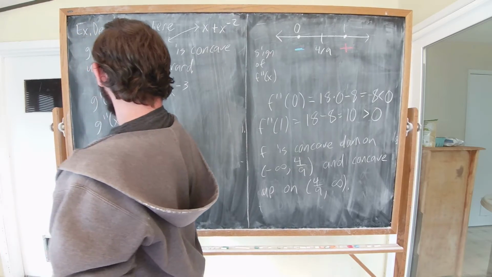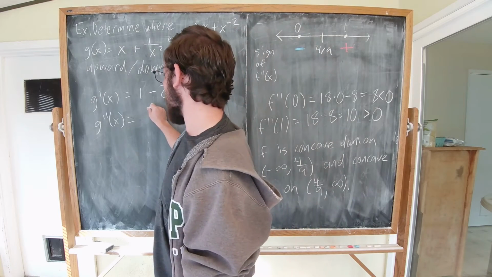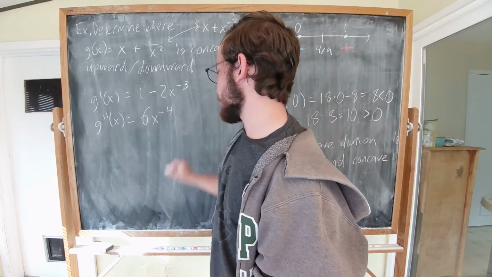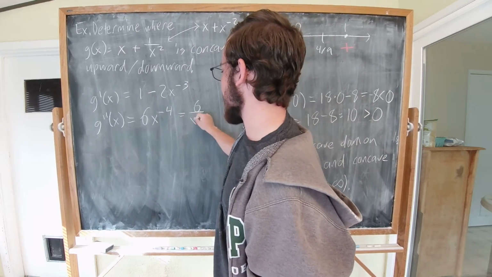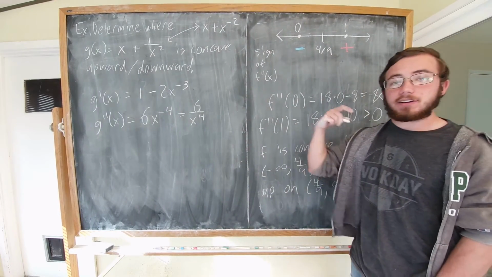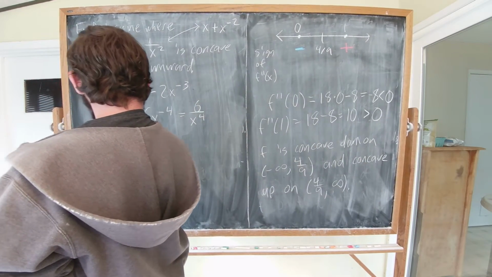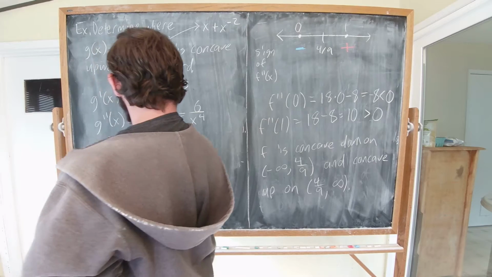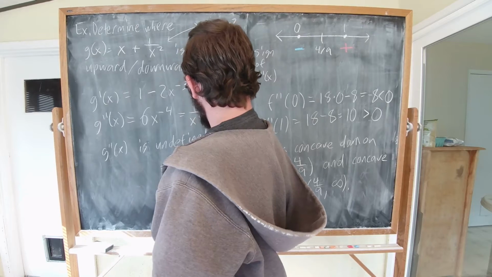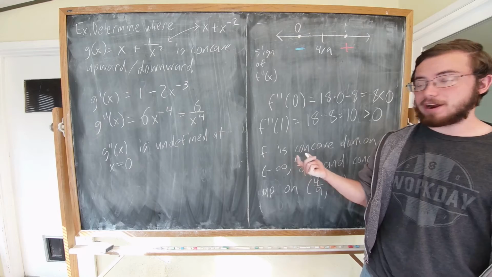Okay, and now g double prime of x, second derivative, will be equal to, okay, derivative of 1 is 0. So we're going to have negative 3 times negative 2 is positive 6. X to the negative 4, aka 6 divided by x to the fourth. Alright, so let's quickly note g double prime of x is undefined at x equals 0, right? We get a classic divide by 0 error.